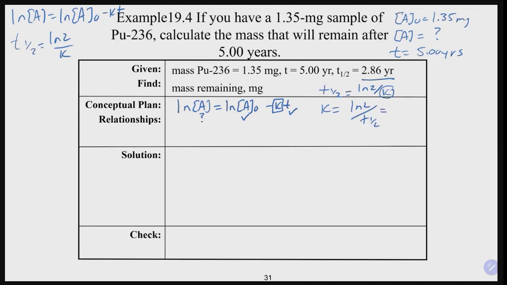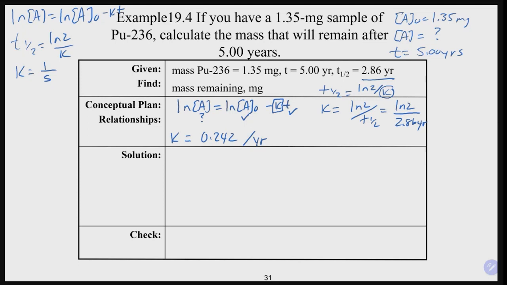I'm going to put this in, and that's going to give me the natural log of 2 divided by 2.86 years. That's going to give us a k value here of 0.242. The units here are actually 1 over years. And by the way, for first order equations, the decay constant is 1 over seconds, 1 over a unit of time, basically. So it's usually 1 over some type of unit of time.